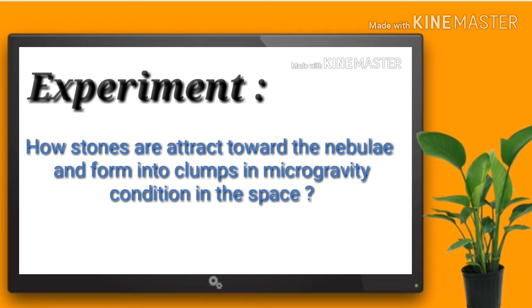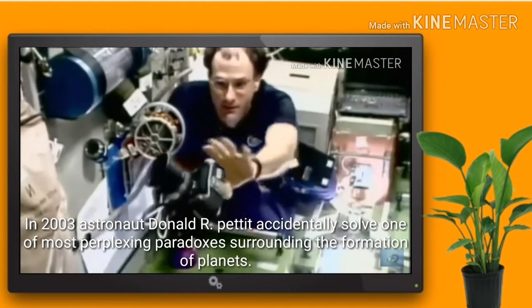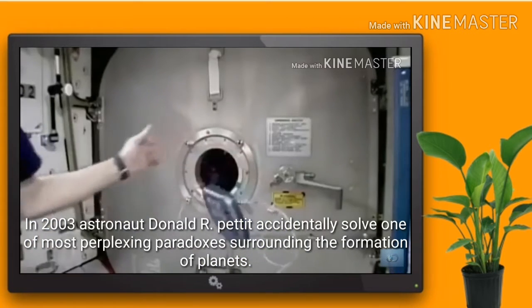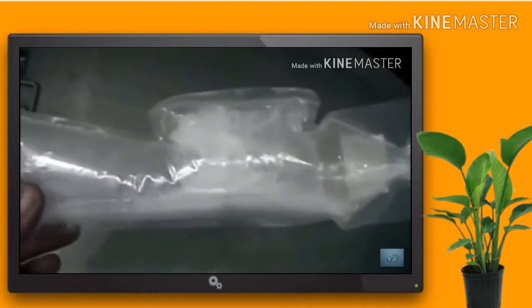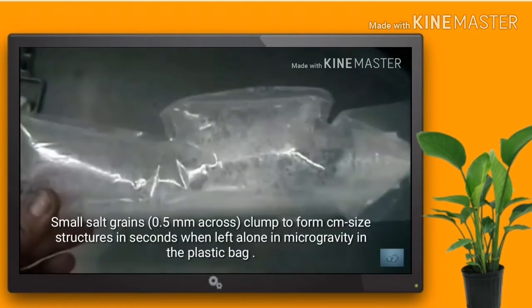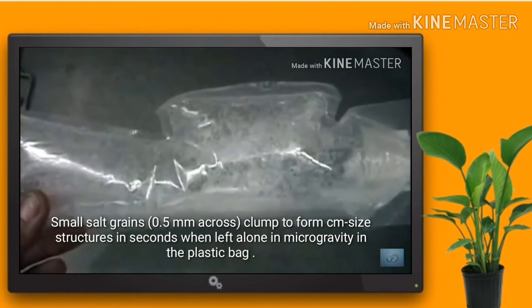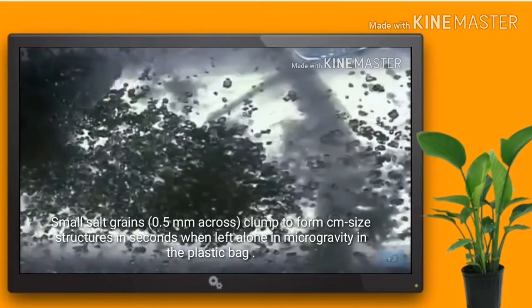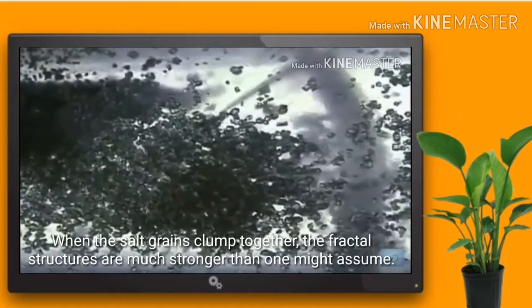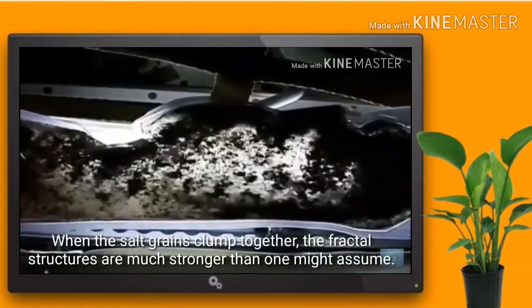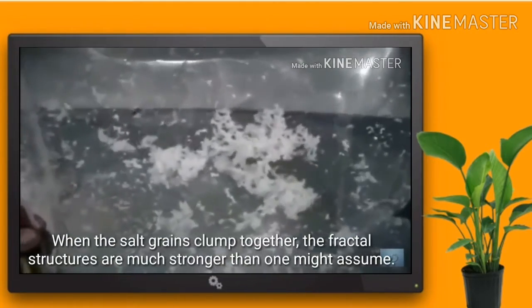Experiment. How did the stones aggregate to form the planet? In 2003, astronaut Patty accidentally solved the paradox about the formation of planets. The experiment: small salt grains aggregate to form centimeter-sized structures in seconds when left alone in microgravity in a plastic bag. These aggregated salt grain structures are much stronger than one might assume.